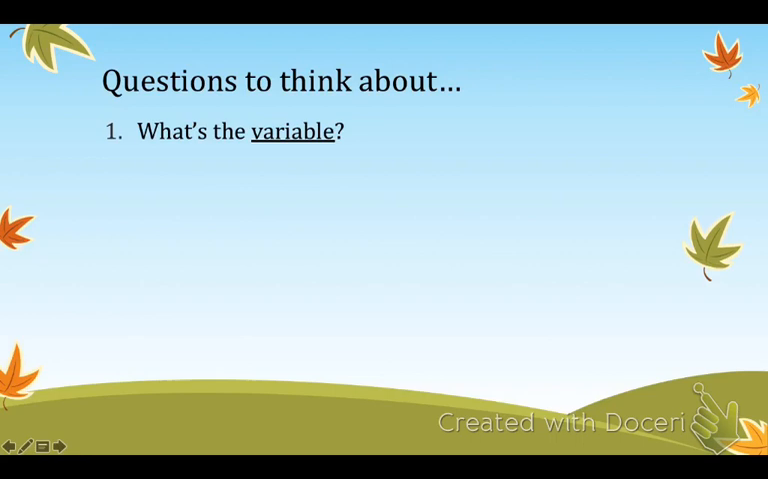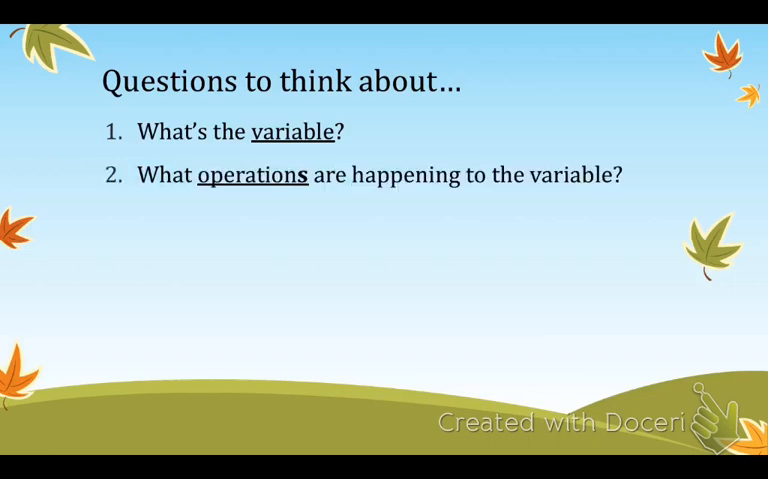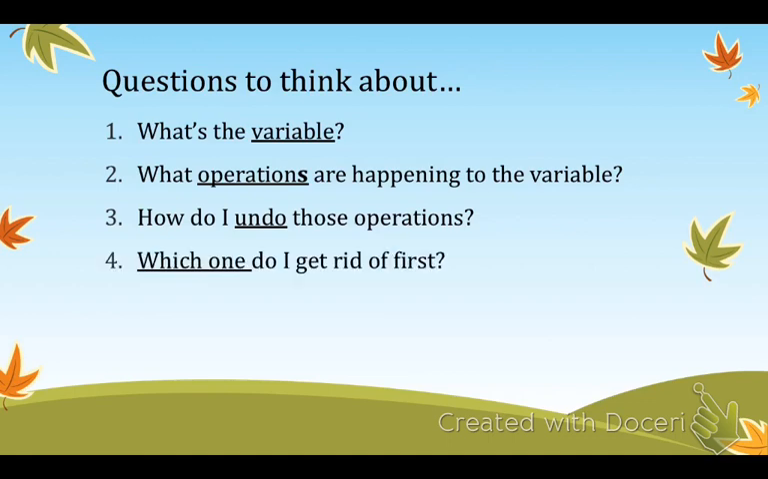Okay, some questions to think about while you're doing this that you might want to write down. 1, what's the variable? 2, what operations are happening to that variable? 3, how do I undo these operations? What are my inverse operations to get rid of these? Which one do I get rid of first? Always the adding or subtracting you're going to get rid of first. Always, always, always.